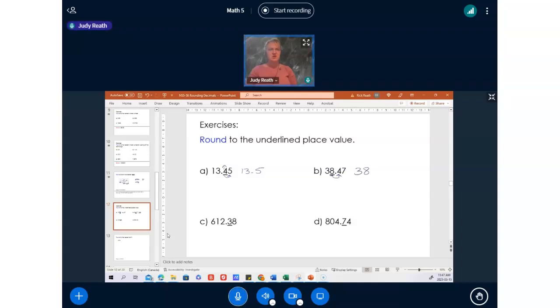612 3/800. We look at the digit to the right of the underlined number, which means that we want to do something with the tenths. So 612 doesn't change, the tenths go up. And in D, 804 7/400, look at the digit to the right of the underlined one. We end up with 804 7/10.